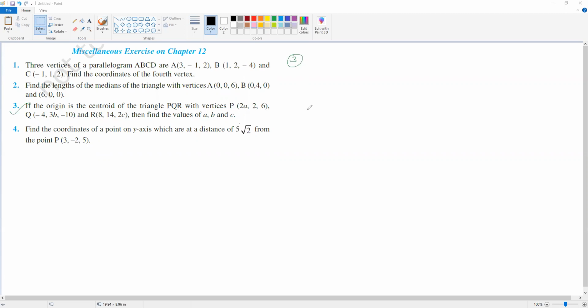If the origin is the centroid of the triangle PQR, so you have a triangle PQR, the coordinates are given: 2a, 2, 6, -4, 3b, -10, 8, 14, 2c. And what is given is origin is the centroid.